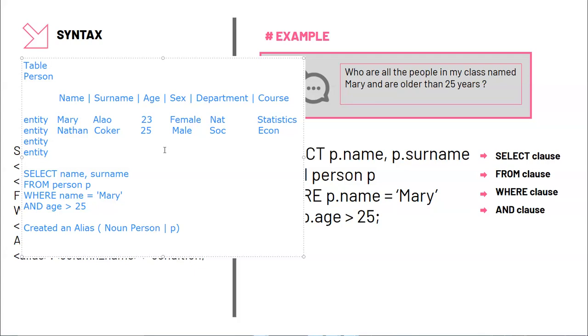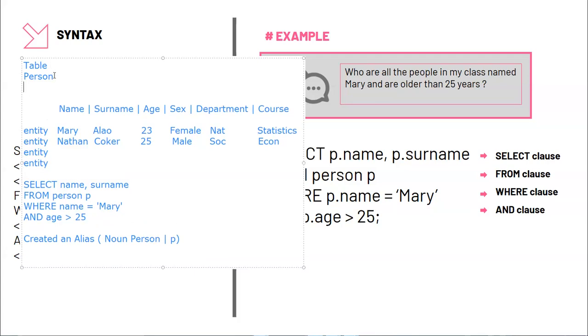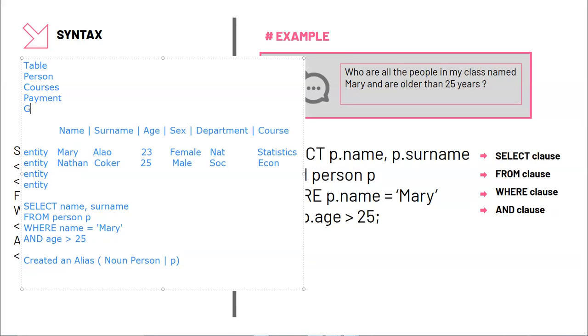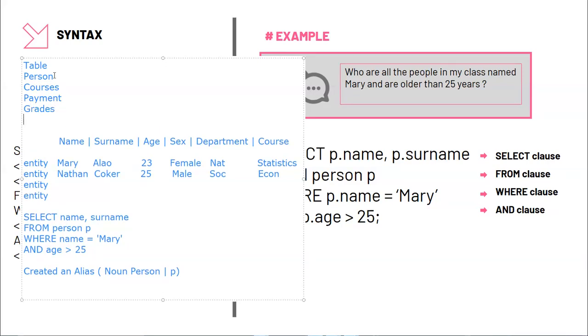So aside from this table person, you can have, let's say, a table courses, let's say payment, let's say grades, name it. You understand? Name all of this. We can keep on going and going.